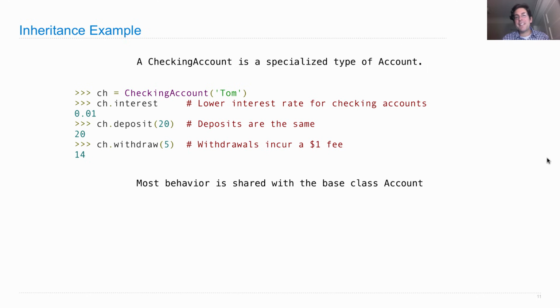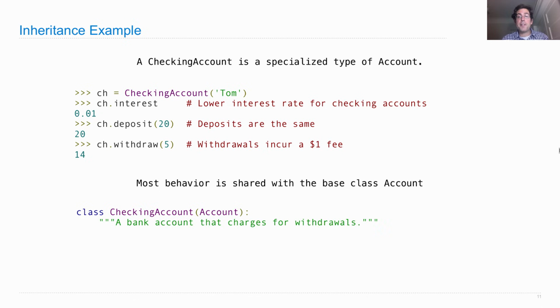Okay, so most of this behavior is shared with the base class account. So all that's different is that we have a lower interest rate, and when we withdraw money, we have to pay an extra $1. Okay, here's how we write the code for this checking account. We say there's a class called checking account. Its base class is account. Another way of saying the same thing: we'll create a class called checking account that inherits from account.